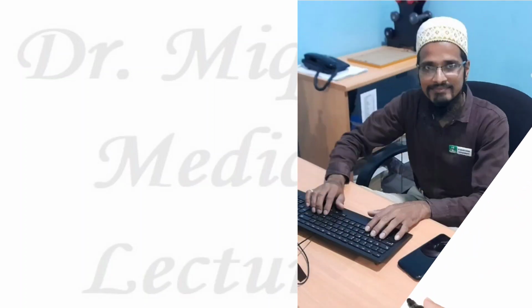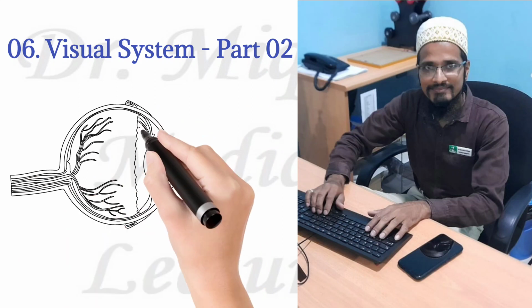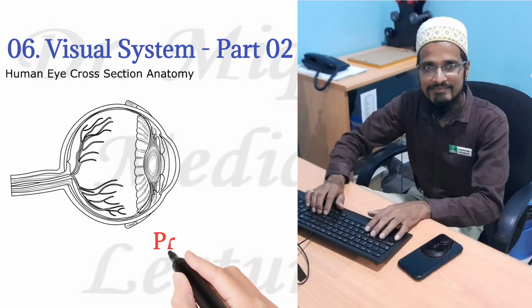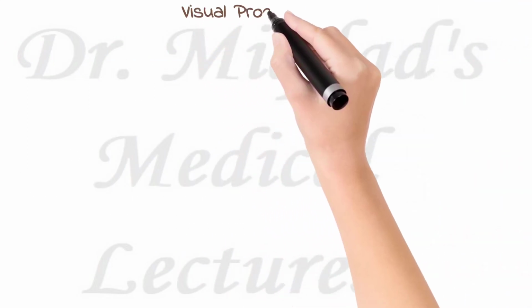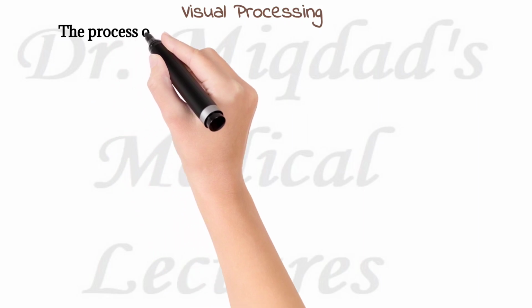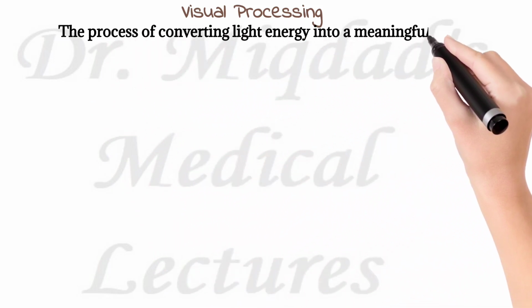In the previous video, we discussed the structure of the eye. Now in this lecture, we will discuss the retina. But before that, let's discuss visual processing. Visual processing is the process of converting light energy into a meaningful image.